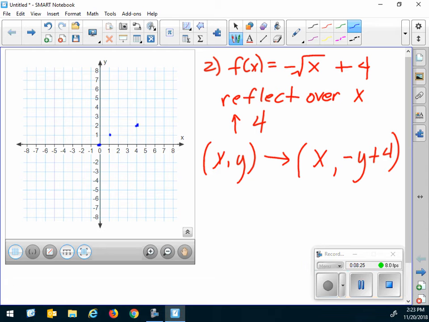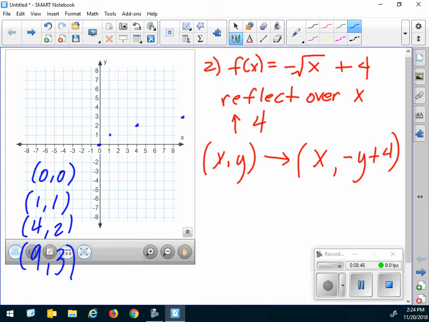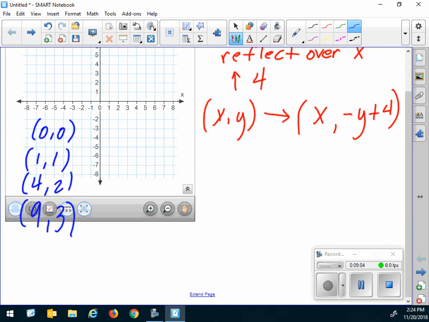That's a good question, and my answer to you is you don't have to. Here's what I would tell you: go over to the side and write down those first 4 points that are on the parent graph. So let's see, (4, 2), (9, 3). That way you've got those points and you don't have to redraw it every time. Now, we're going to take each one of those points that was on the parent, and we're going to do this to it.